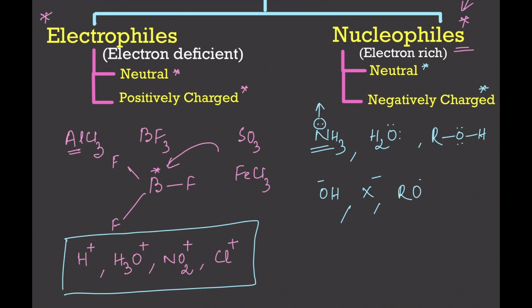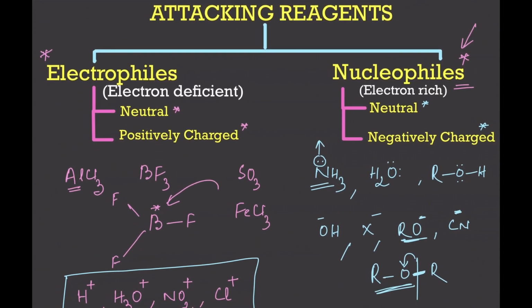Similarly, alkoxide ion. Alkoxide ion is formed by the cleavage of the O-R bond in ethers, when both the electrons of the shared pair go with the oxygen atom and it carries a negative charge. So, this is how alkoxide ion is generated, and alkoxide ion can act as a good nucleophile because it carries a negative charge. Similarly, cyanide ion. Cyanide ion carries a negative charge, and so it can be regarded as a negatively charged nucleophile. So, these are the two types of attacking reagents, electrophiles and nucleophiles, and they have their different types and some examples of them.